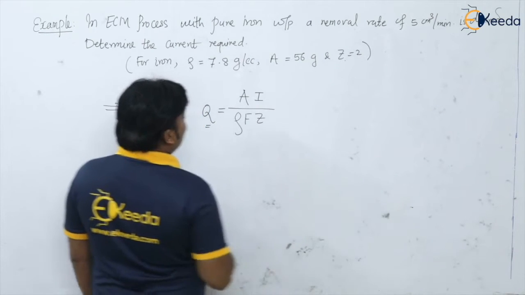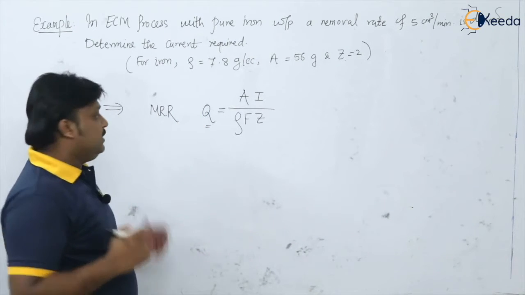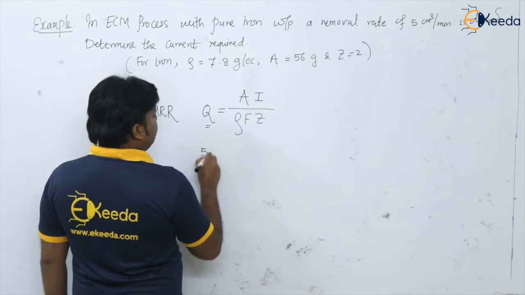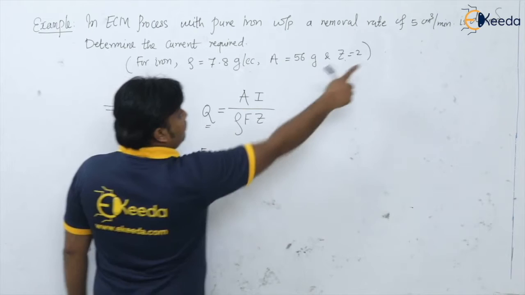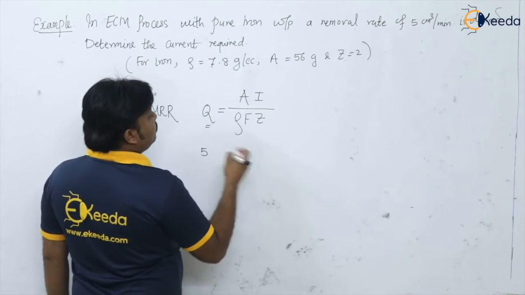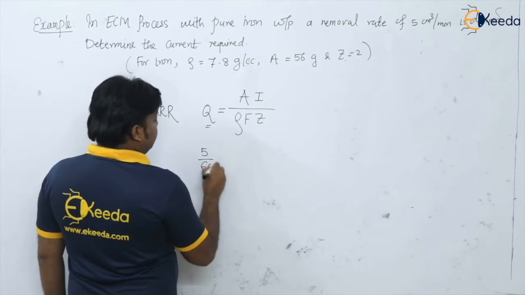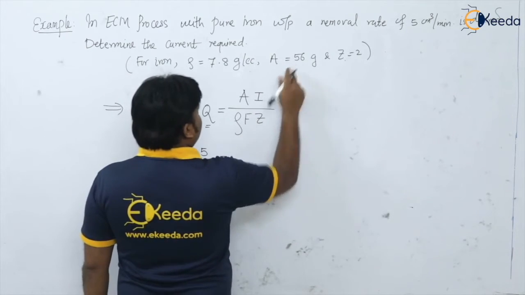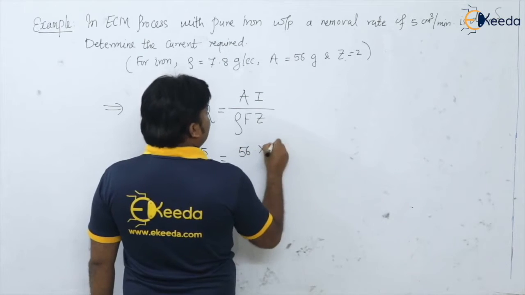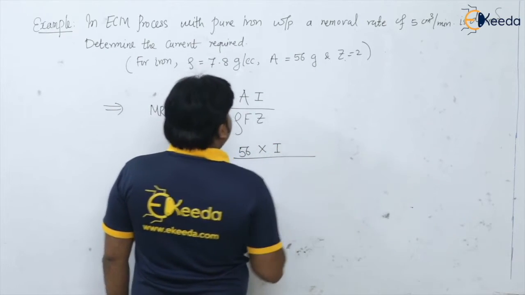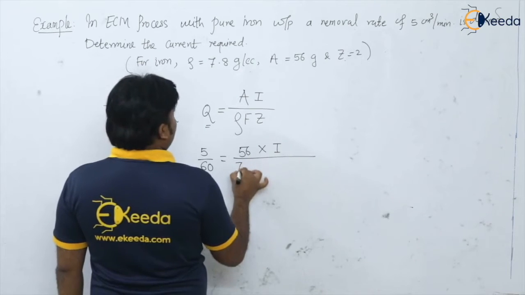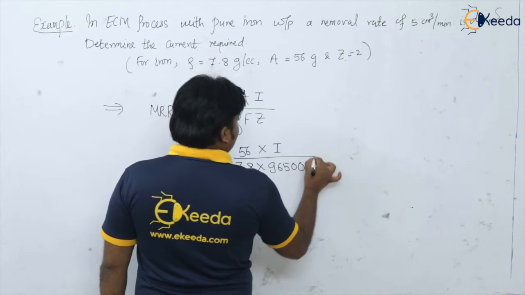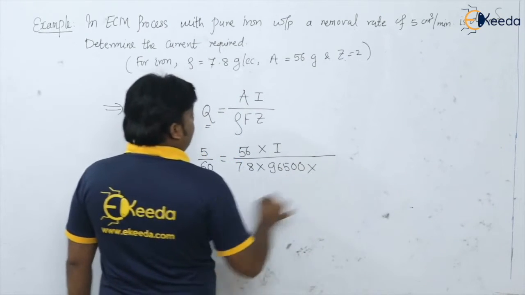5 centimeter cube per minute, and we know we need the CGS unit. So Q I will write in terms of 5 centimeter cube divided by minute. So I have to take it into seconds. So 5 divided by 60, that is centimeter cube per second, is equal to A 56 into I, which is unknown, divided by density 7.8 into F, 96500, we should know the value, into valency.